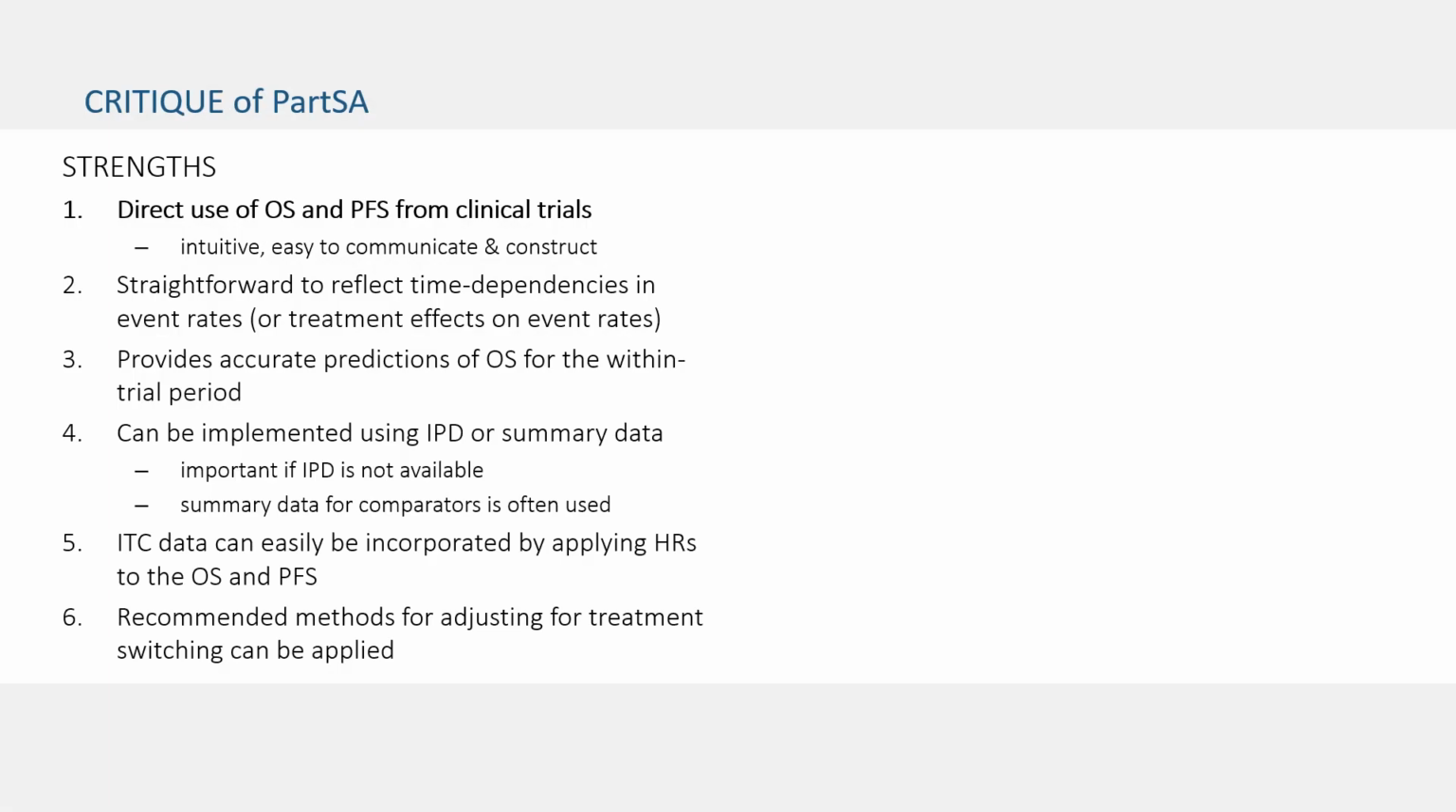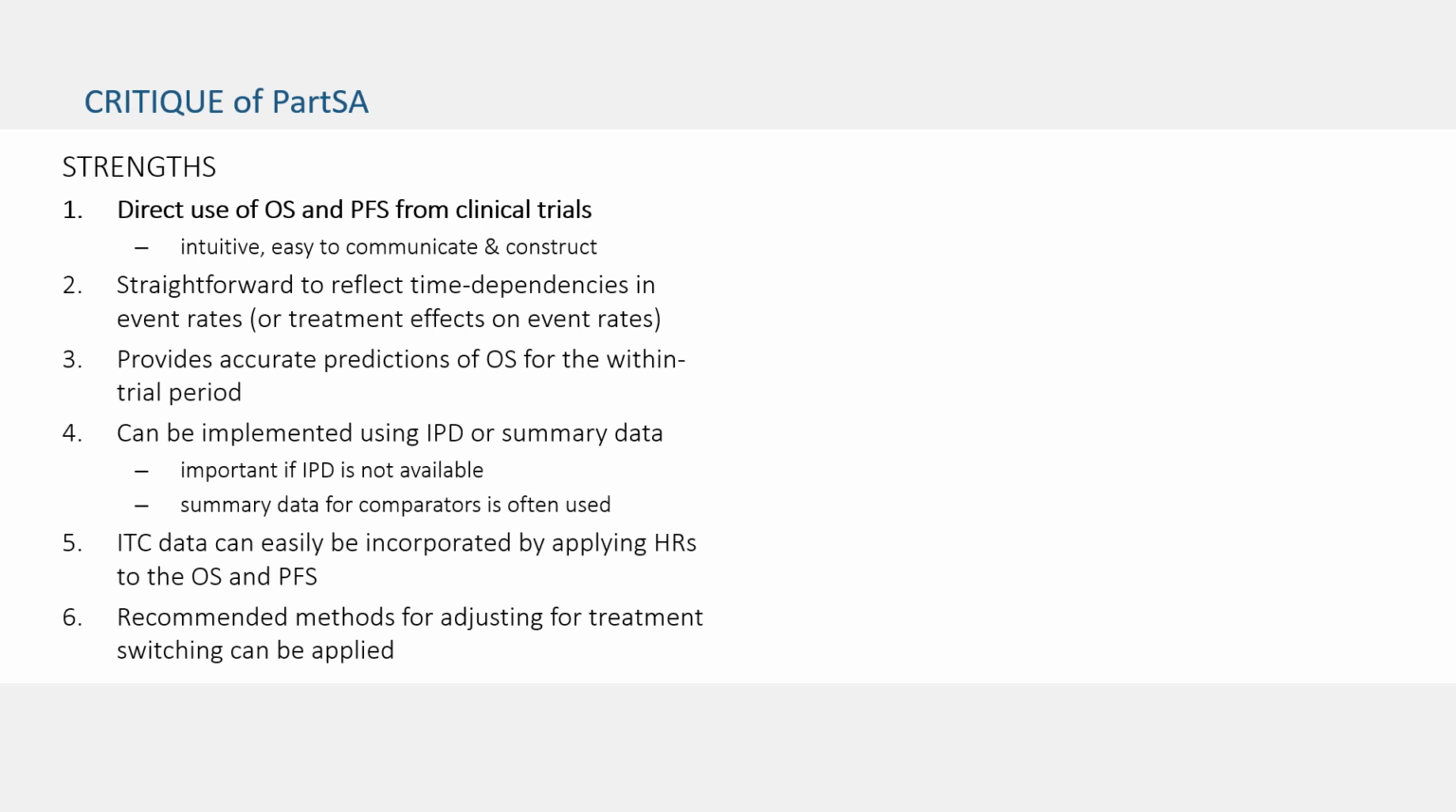So now moving on to the critique, which was reported by the Decision Support Unit document. So I'm going to go through some of the strengths and limitations of partition survival analysis now. So the first is that you can directly use OS and PFS data from your clinical trials. And this is obviously intuitive, easy to communicate, and also easy to construct. It's straightforward to reflect time dependencies in event rates. So because you're using the OS and PFS data directly, you account for the time dependency without having to include tunnel states as you would in a Markov model.